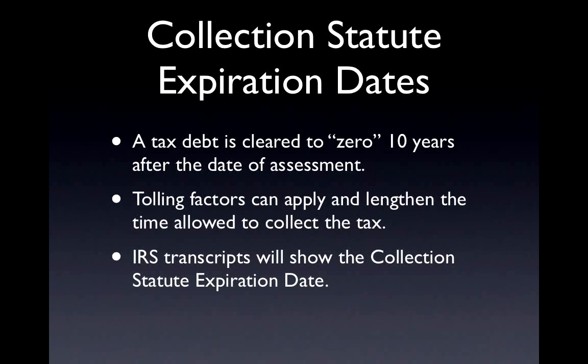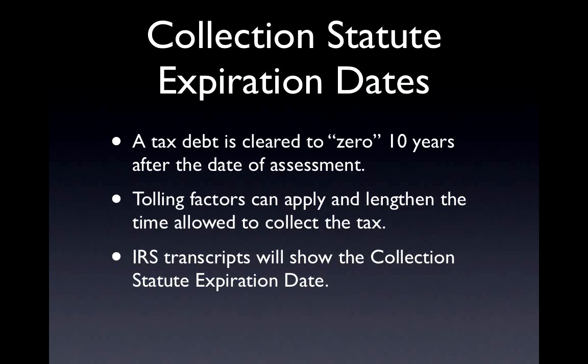Now, there can be multiple assessment dates, so let me give you an example. If you file a return and it shows that you owe $100, and then later on the IRS finds a math error, or they decide to audit you, and 2 years later they decide to assess additional tax, then you would have a second assessment date, and the 10-year statute of limitations would begin to run from that date as well for 10 years.